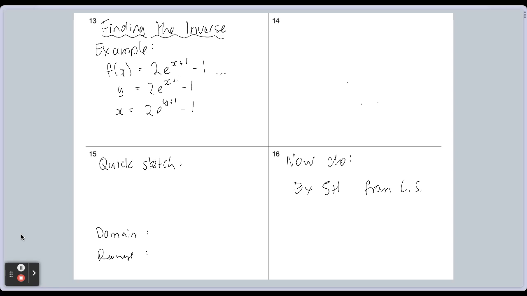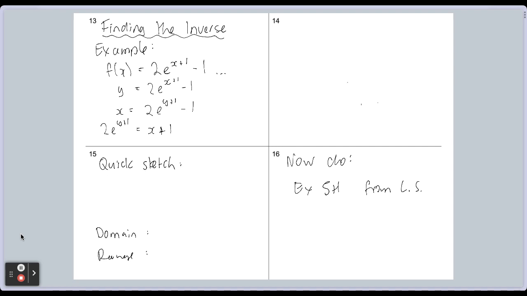And now I solve for y, which is what you've just been practicing and why I got you to practice that. So to solve for y, I need to get e to the power all by itself, and then I can flip it over. So I'm going to add 1 to both sides, and I will have 2e to the power of y plus 1 is equal to x plus 1. Then I'm going to divide both sides by 2.